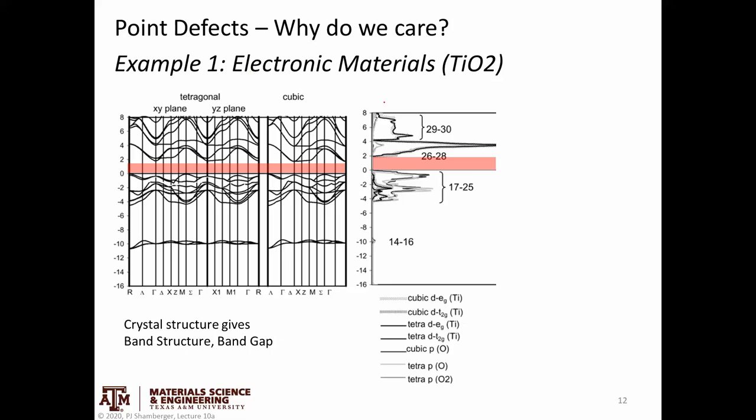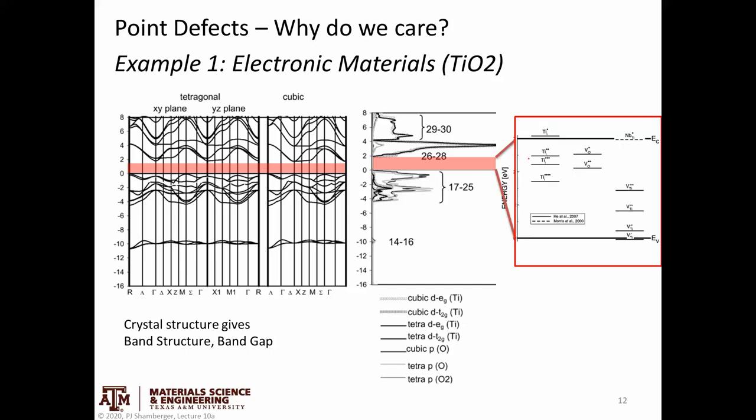One example is in electronic materials, point defects can control the electronic structure, and particularly things near the highest level of occupied orbitals, so the valence band or the conduction band. So this is an example of titanium dioxide, and different kinds of defects can occupy energetic states in the band gap. And so they could change a material from just a kind of okay insulator to something that's quite conductive.